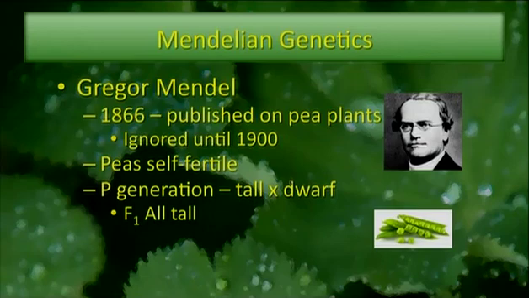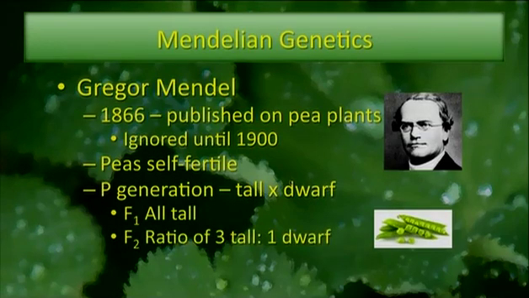So what he did is, when he allowed the F1 to self, or sibbed it, or did a sibling cross of sister plants, the second filial generation, or the F2 generation, had a ratio of 3 tall to 1 dwarf. There was a ratio of 3 tall to every dwarf that came about. So this parental trait in the P generation showed up in the second generation, even though it was masked or dominated in the first generation.